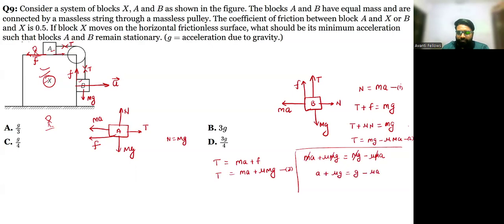Mu we have as 0.5. If you take this to this side, it will become 1.5 a, and if you take this to the other side, this is 0.5 g, so it will become 0.5 g only. So a will become g by 3. So this is the minimum acceleration that is required for the stationary condition of A and B.